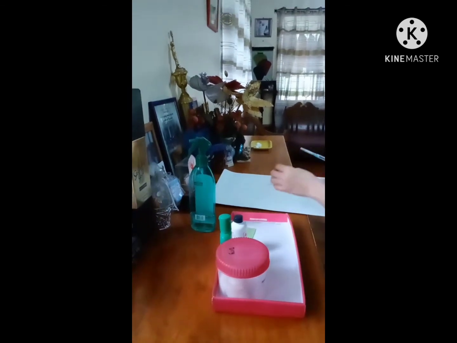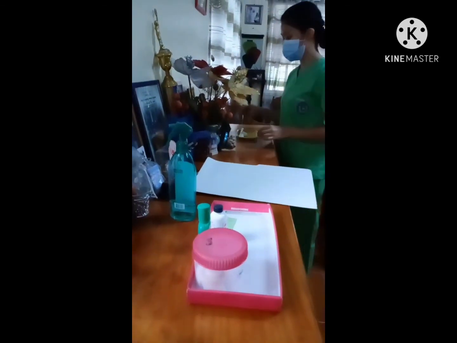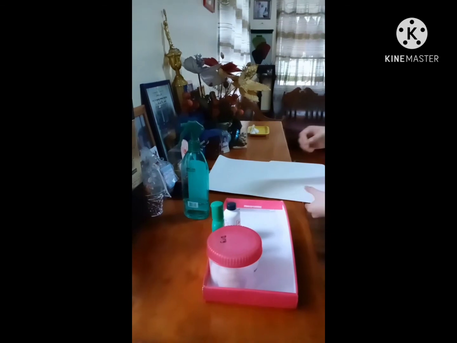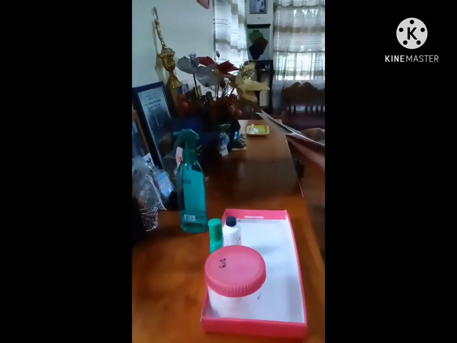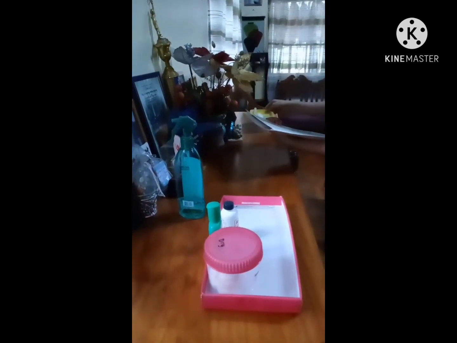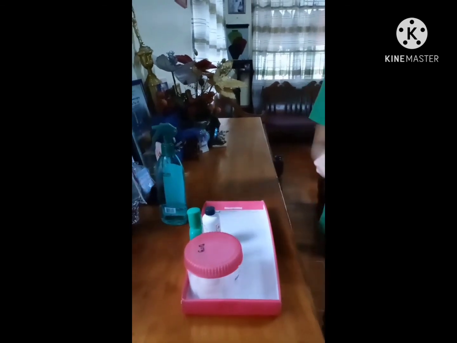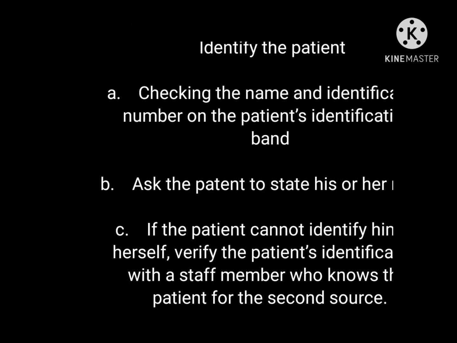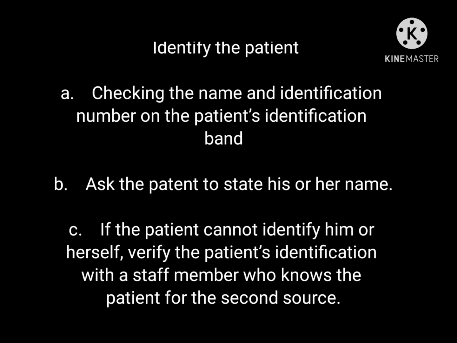Transport the medications to the patient's bedside carefully and keep the medications in sight at all times. Ensure that the patient receives the medication at the correct time. Identify the patient using the 3 methods and compare information with the MAR. Check the name and identification number of the patient's identification band. Ask the patient to state his or her name.